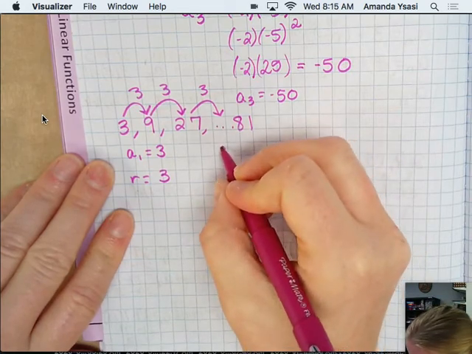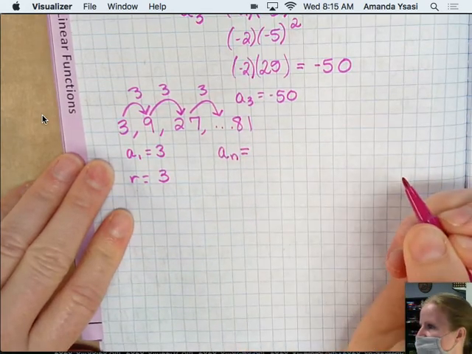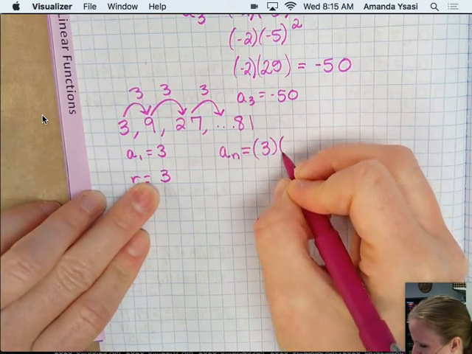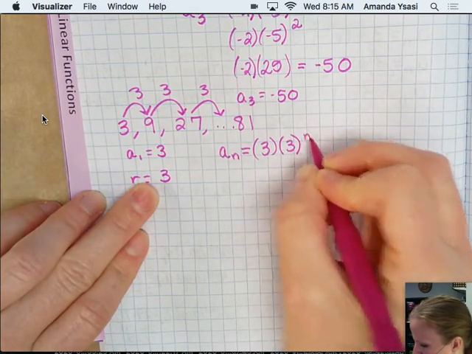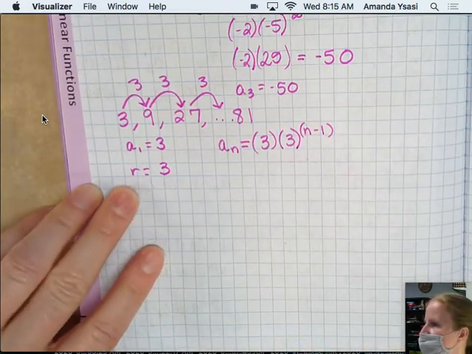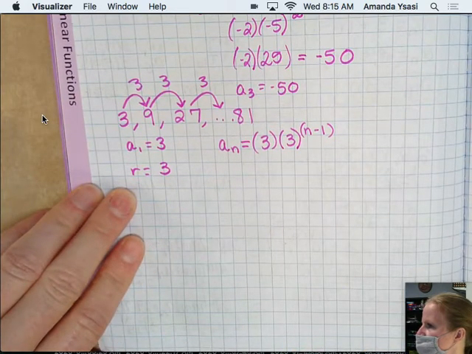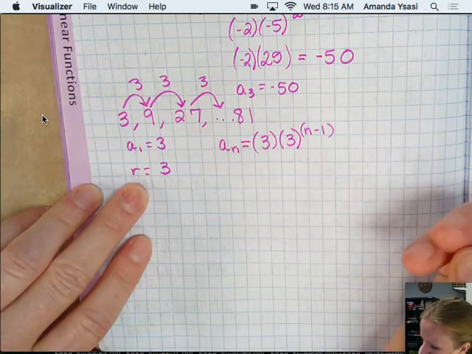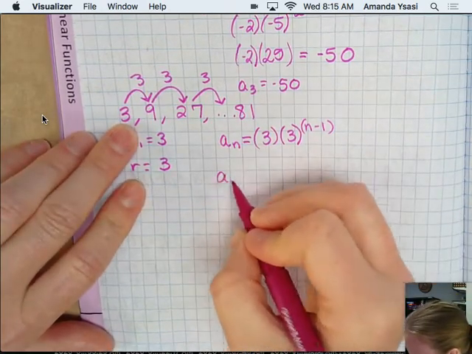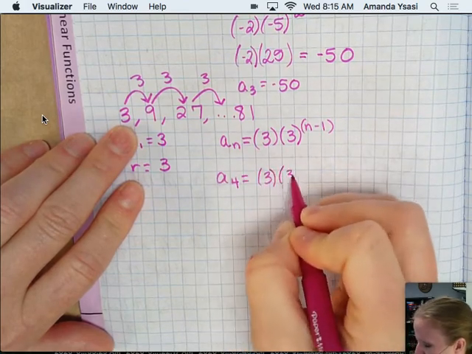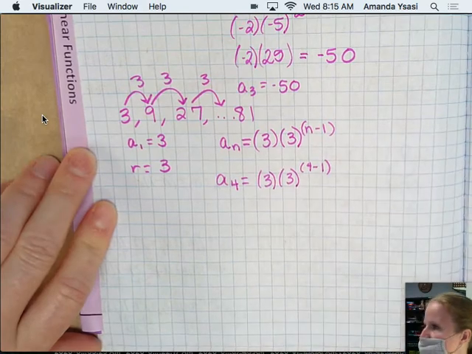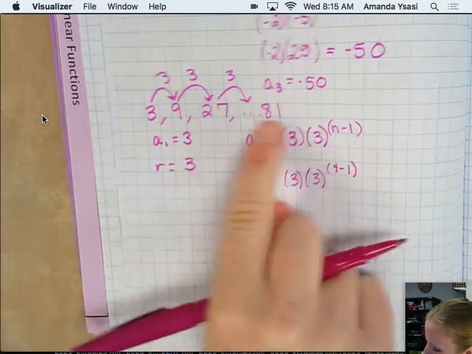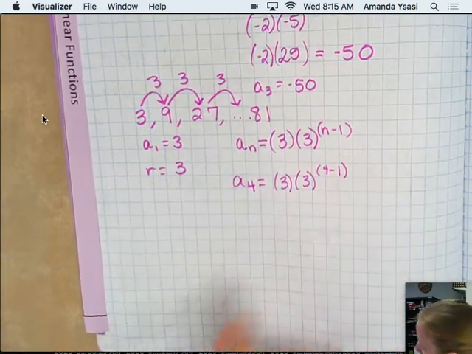So let's write our formula. A_n equals the A1, so it'd be 3, times the common ratio, 3, to the n minus 1. Let's find the fourth term. So A4 equals 3 times 3 to the 4 minus 1. We already know the fourth term, but we're just checking to make sure that our formula works.